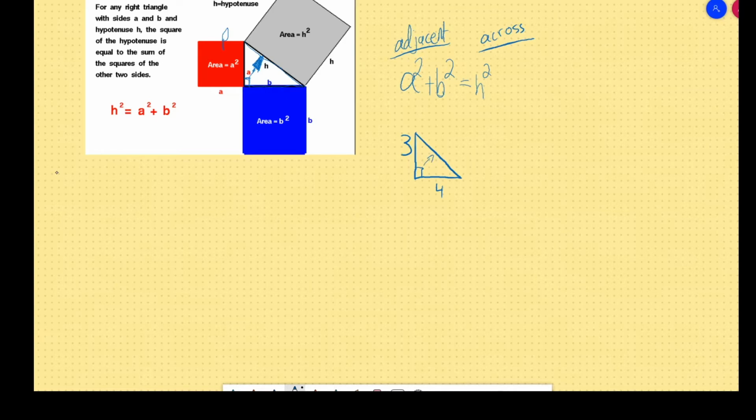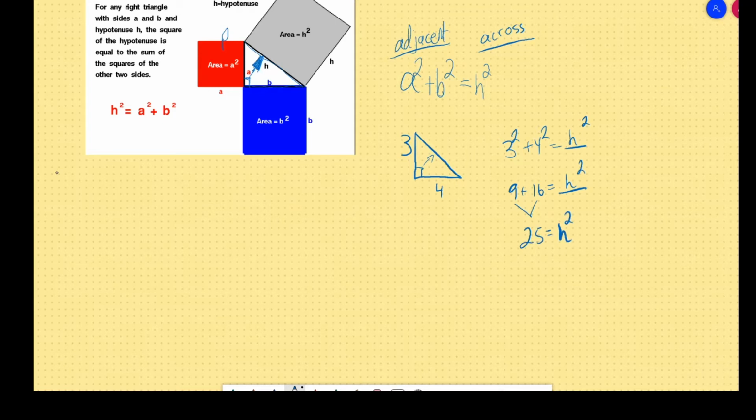If we use this theorem, it's 3 squared plus 4 squared is equal to some number squared. 3 squared is 9, plus 4 squared is 16, equals some number squared. We can just call this h squared. So we get that 25 is equivalent to h squared.